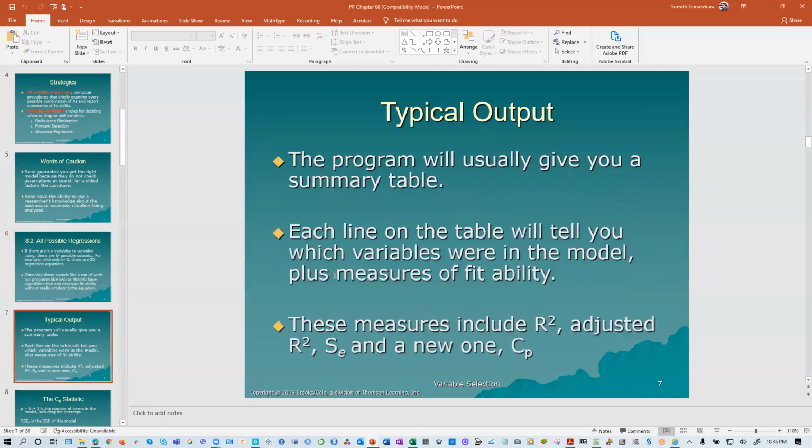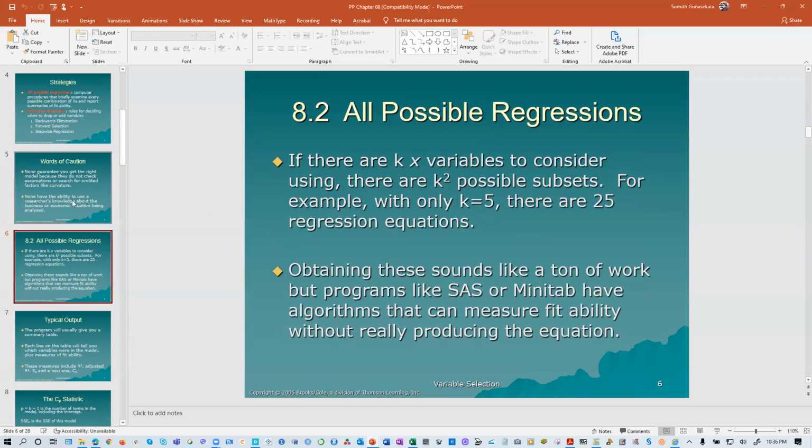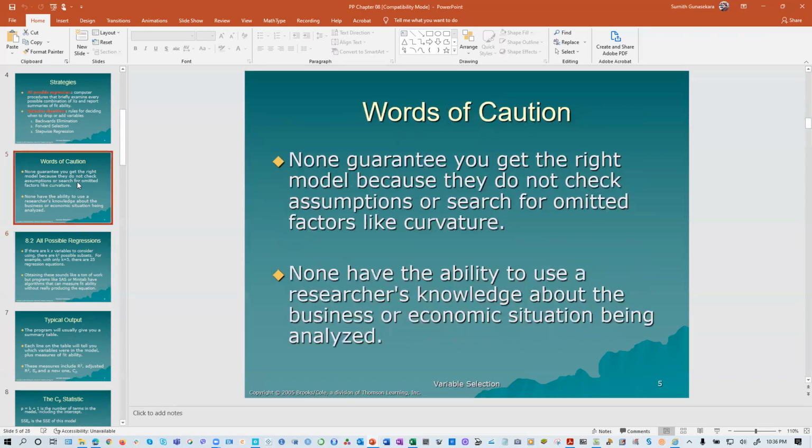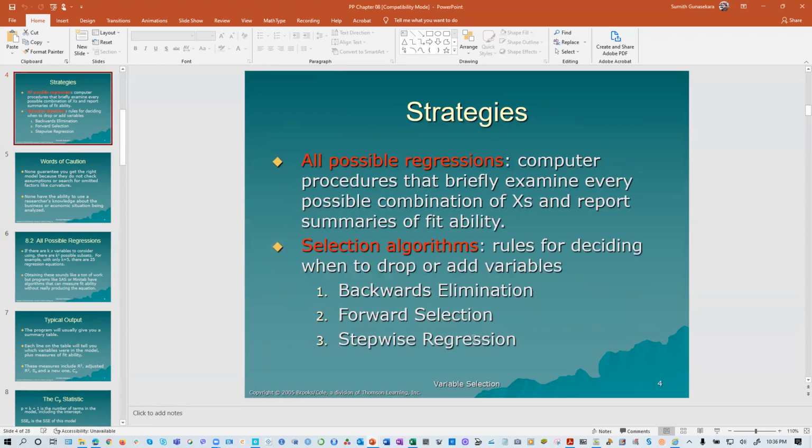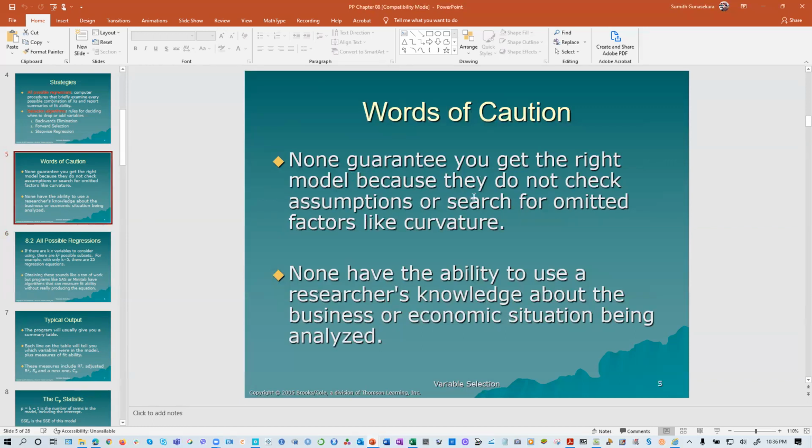So in this one, all possible regression. On the other hand, there is no guarantee you get the right model, because they do not check the assumptions or search for an omitted factor like curvature. None have the ability to use the researcher's knowledge about the business or economic situation being analyzed. Which assumptions? Can you remember, the error assumptions are not checked by these procedures.